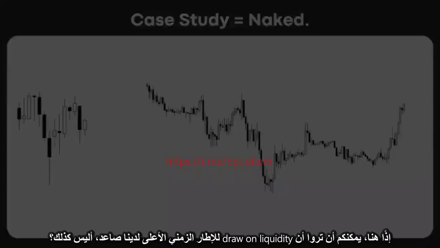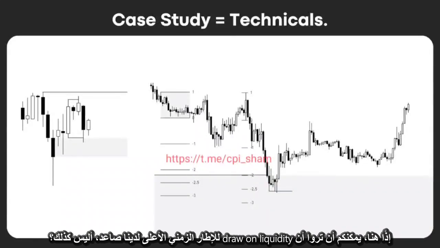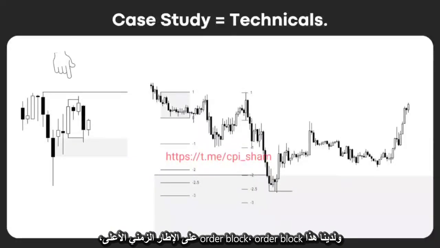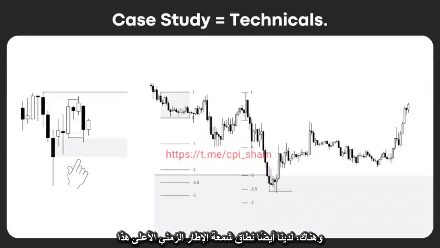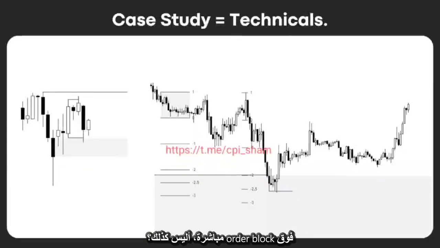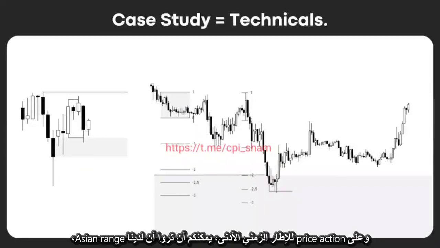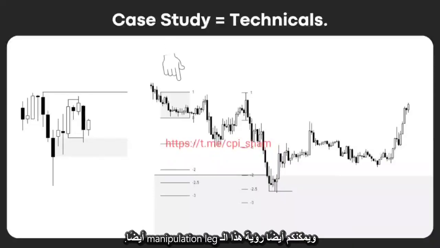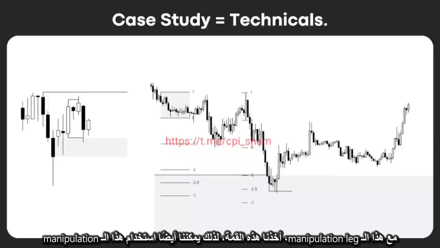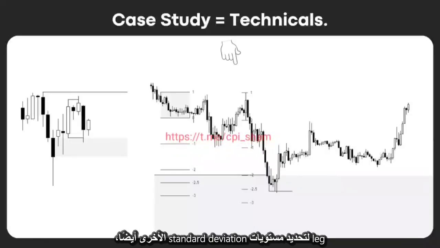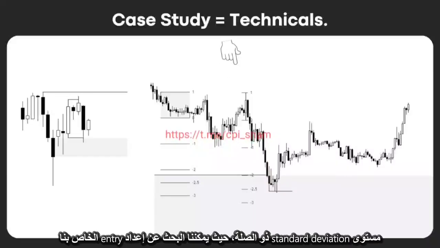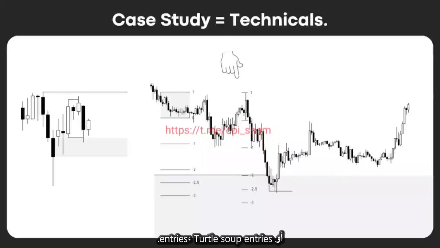So right here you can see that our higher time frame long liquidity is higher, right? And we've got this higher time frame order block, and right there we also have this higher time frame candle range just above the order block. On the lower time frame price section you can see that we have the Asian range, and also this manipulation leg. With this manipulation leg we took out this high, so we can also use it to mark out other relevant standard deviation levels where we could look for our entry setups, turtle soup entries.